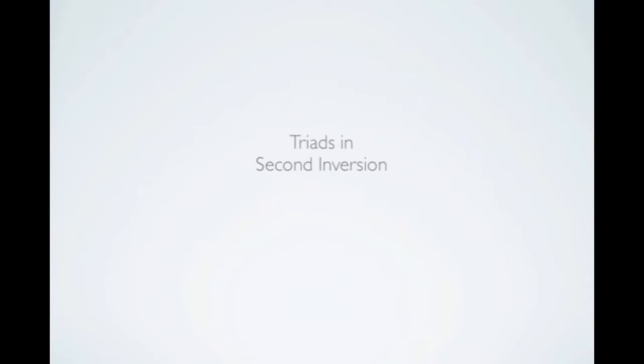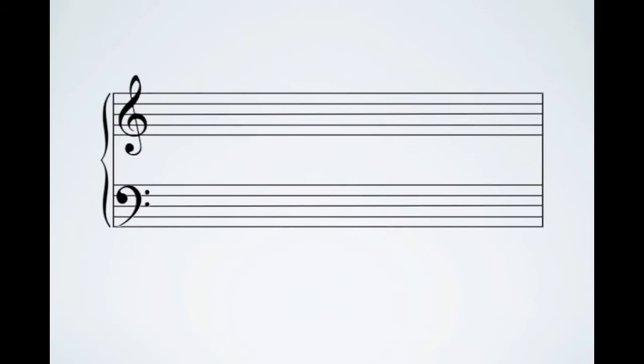This lecture is about triads in second inversion. Here we have our root position C major chord. In root position we like to double the root, and double the third as a second choice.